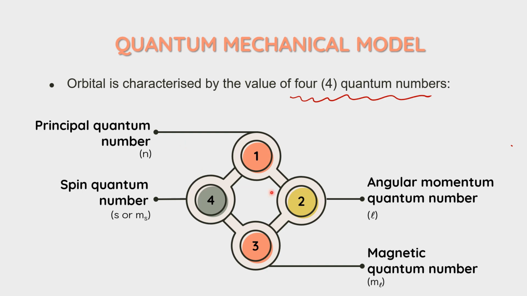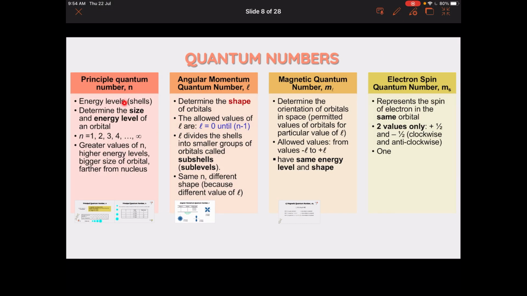By considering all these quantum numbers, we can identify the location of the electron in an atom. Okay, dengan mengkaji keempat-empat quantum numbers ini, kita boleh predict di manakah lokasi-lokasi yang kita boleh jumpa elektron di dalam sesuatu atom. Let's start with the principal quantum number n. The principal quantum number n is the other name for energy levels or shells. So the value of n determines the size and the energy level of the orbital.